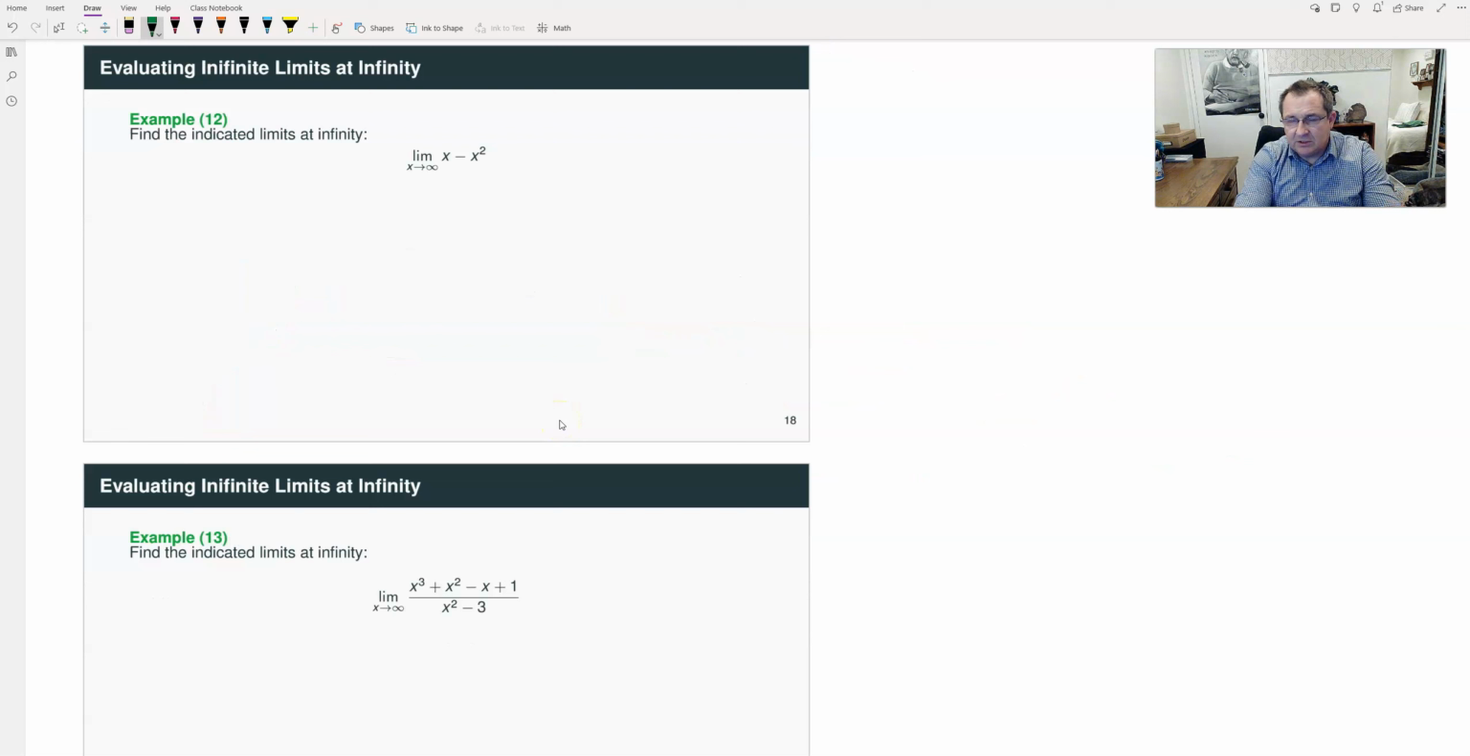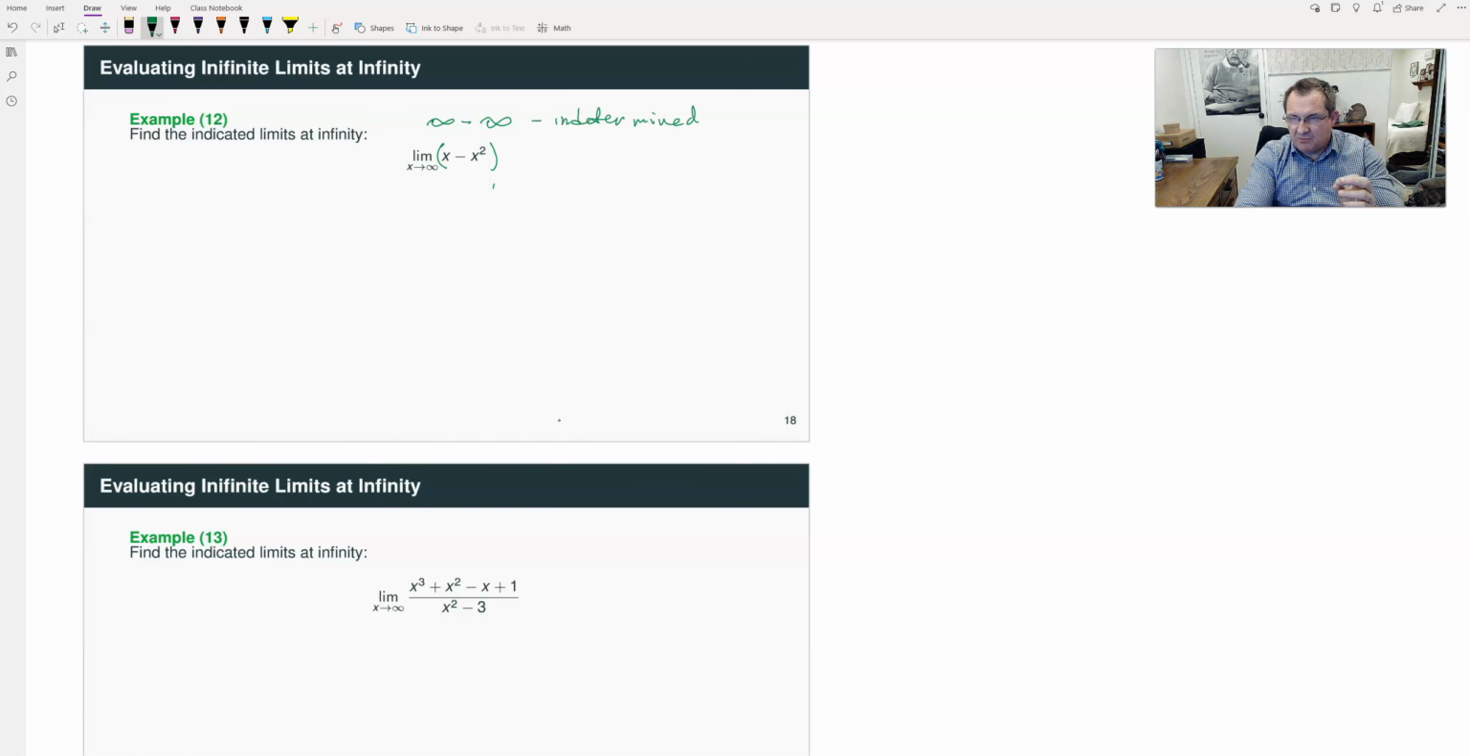Let us look at a couple additional examples. So let us start with this one. Let us consider the limit as x is approaching infinity of x minus x squared. The expression is currently in indeterminate form. X takes on large values, x squared also takes on large values, and we subtract one large value from another large value. Therefore, it's indeterminate.